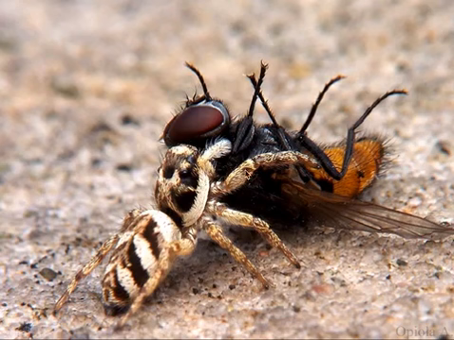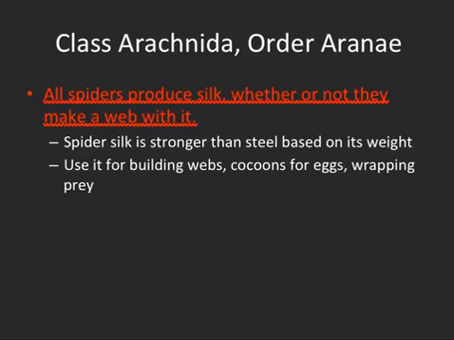1, 2, 3, 4 pairs of walking legs, cephalothorax, abdomen. All spiders produce silk, whether or not they make a web with it. So not all spiders build webs, but they all do produce silk. Spider silk is very strong, and based on its weight, it's stronger than steel.